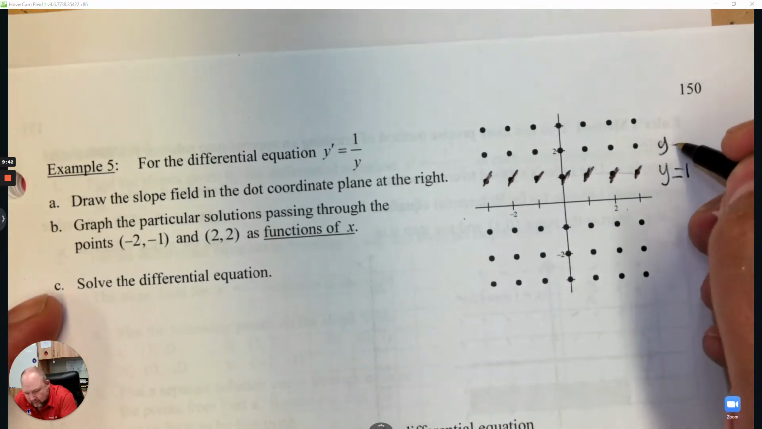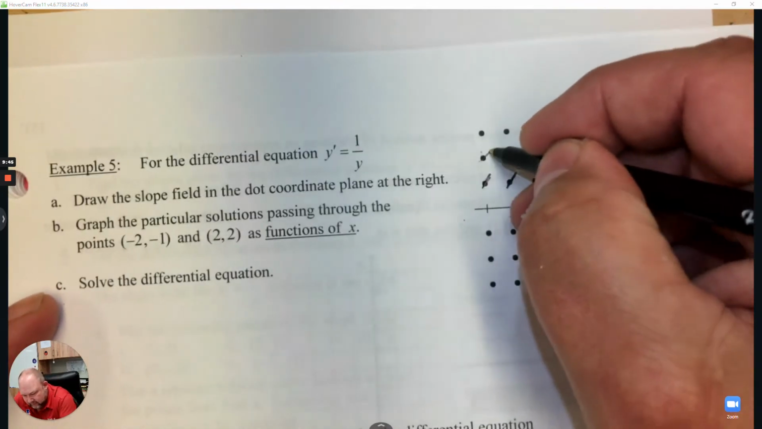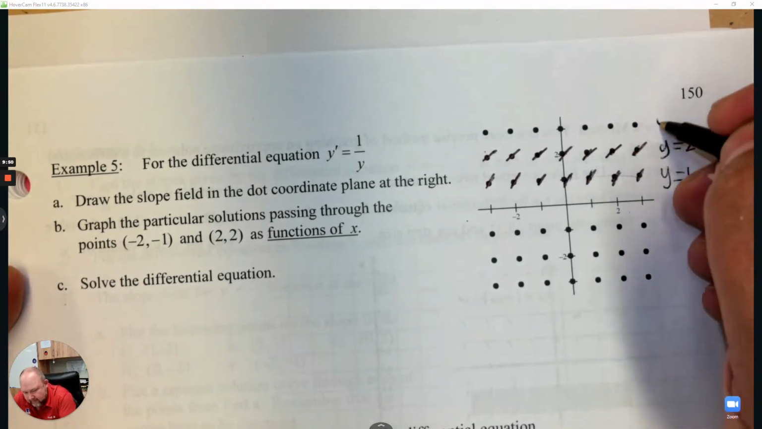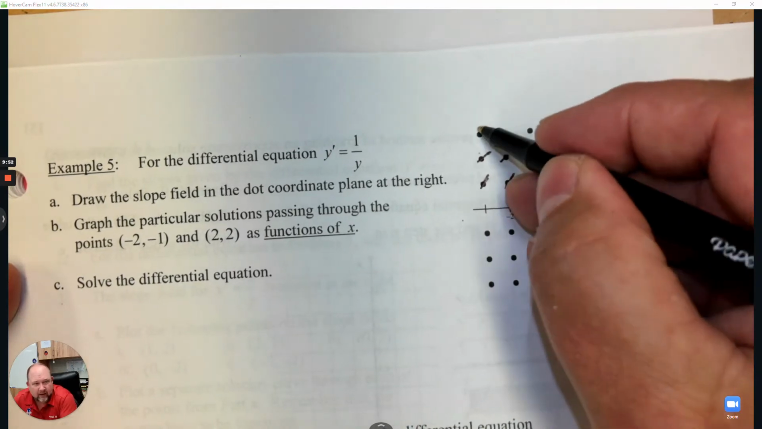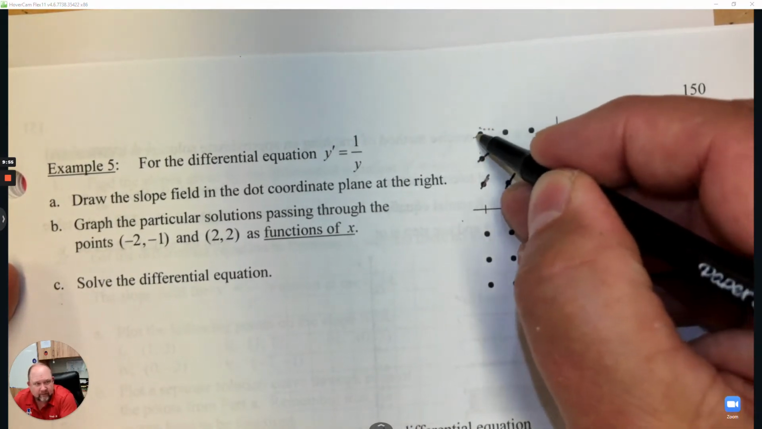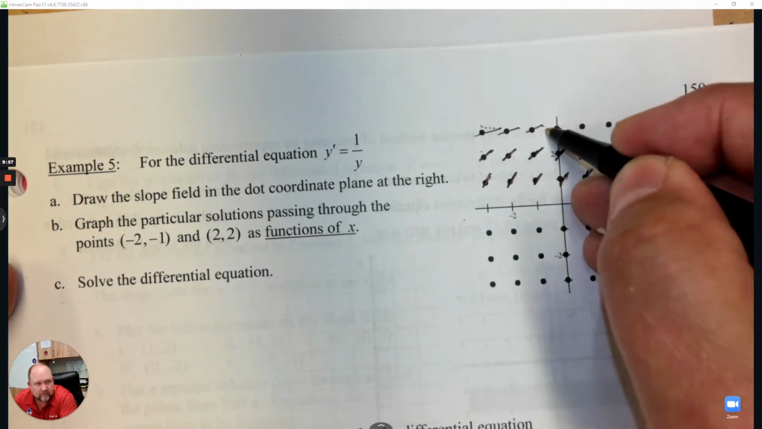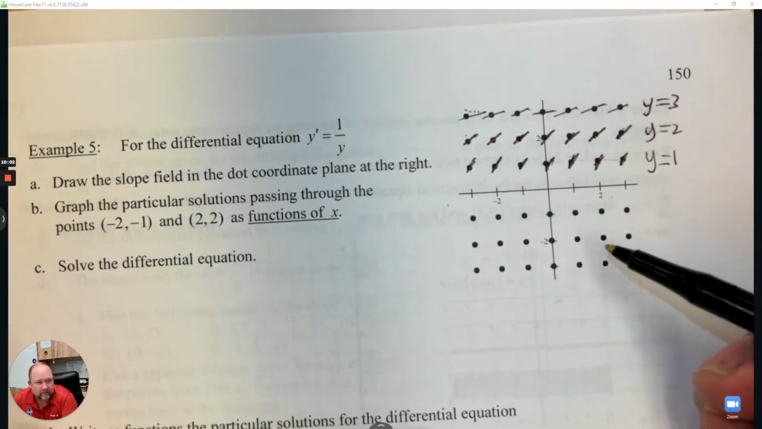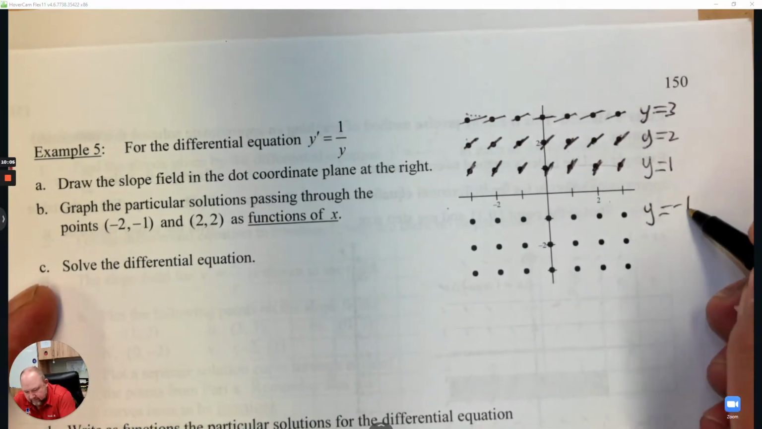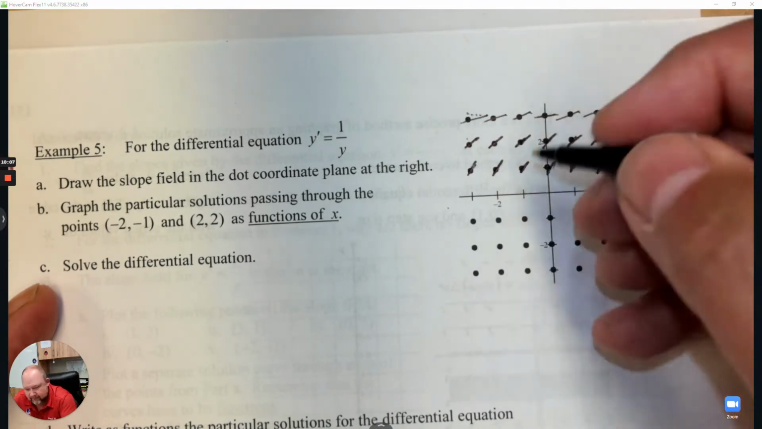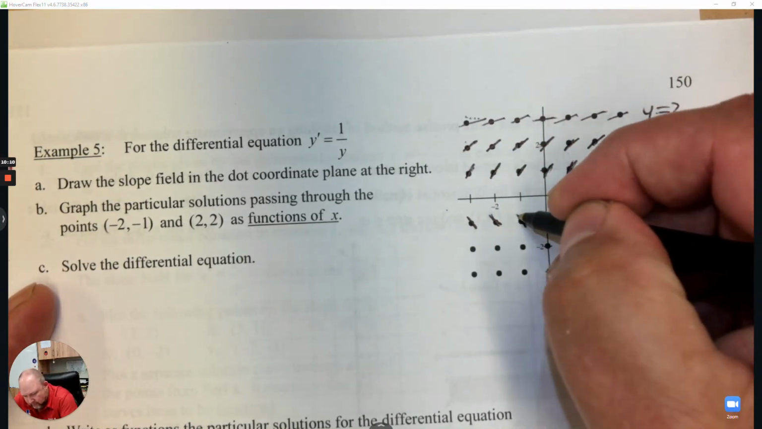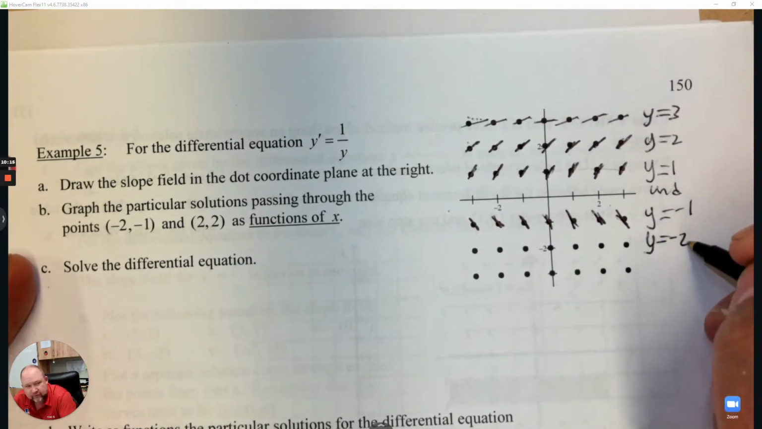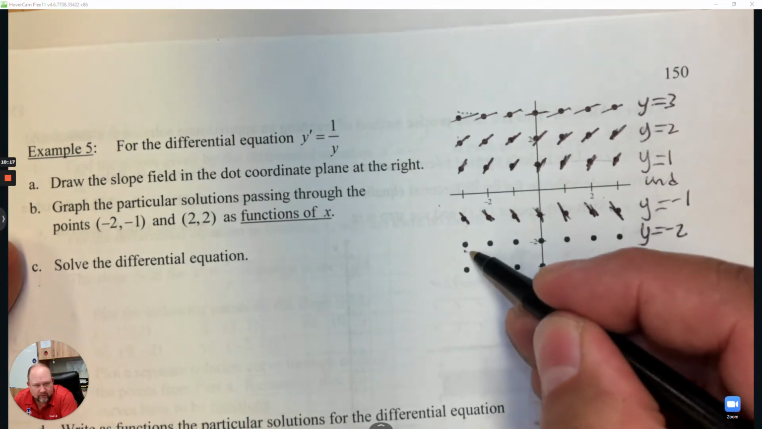The next one, y equals 2, we go up 1 and to the right 2. So it's just a little flatter. And then the next one is y equals 3, so we go up 1 and to the right 3. And this one's flatter still. Try your best to do parallel lines going across. And then y equals -1. This one's undefined, right, when y is 0. So -1, down 1 and to the right 1. Y equals -2, which is down 1 and to the right 2.